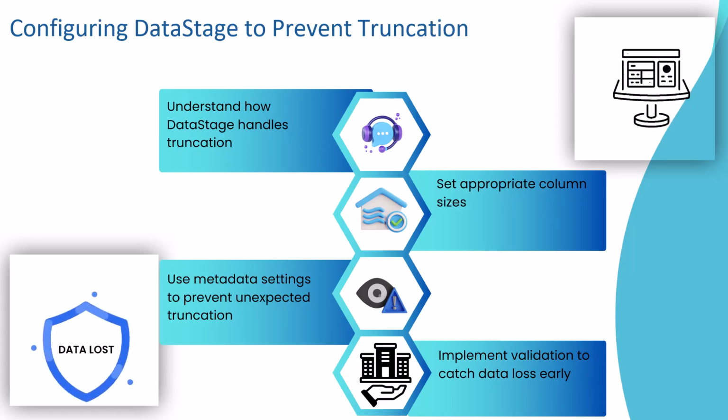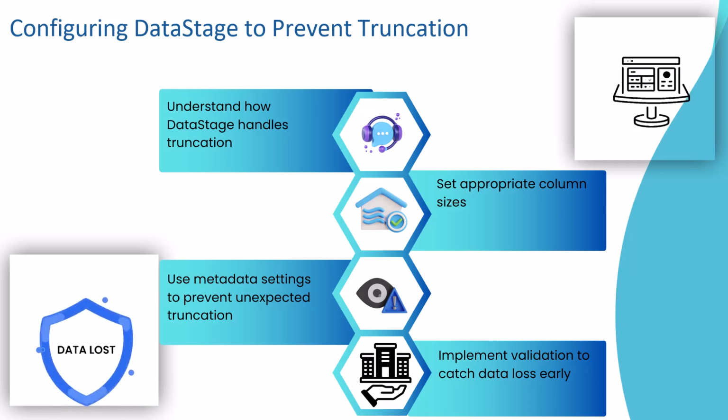Data truncation is like sending a long message, only for half of it to disappear. Frustrating, right? In DataStage, preventing truncation means setting the right column sizes and metadata. A little foresight saves hours of debugging. Always validate your data early so you don't end up playing detective later. Think of it like buying shoes: get the right size or suffer the consequences.